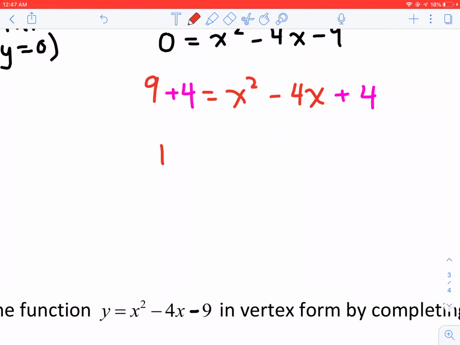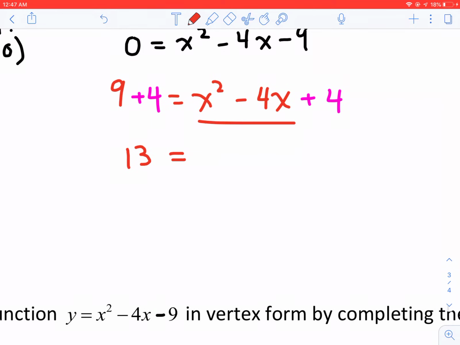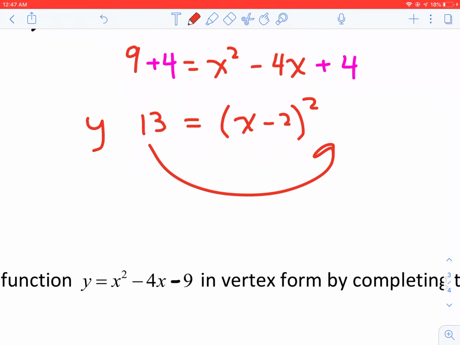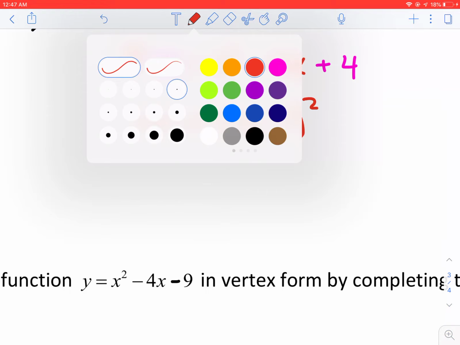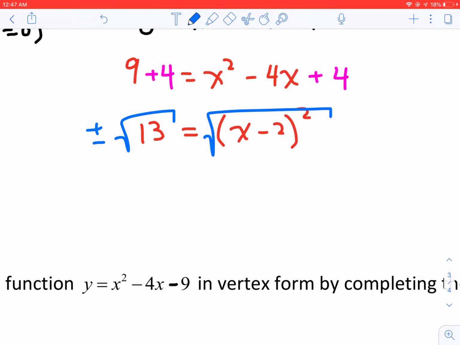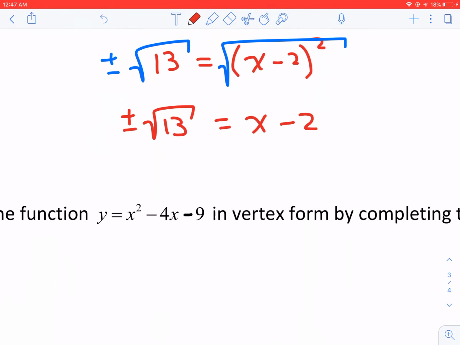And that's going to give me 13 equals, when I factor this, x minus 2 in parentheses squared. In vertex form, we'd bring this over and there'd be a y here also. So we have an equation, but that's not what we're doing here. We're solving this equation. So to solve this equation, we're going to square root both sides. We're trying to get x by itself. So don't forget your plus or minus. We're going to have plus or minus square root of 13 equals x minus 2. The square root and the square cancel each other out. And the last step is to just add 2 to both sides. So 2 plus or minus the square root of 13 equals x.